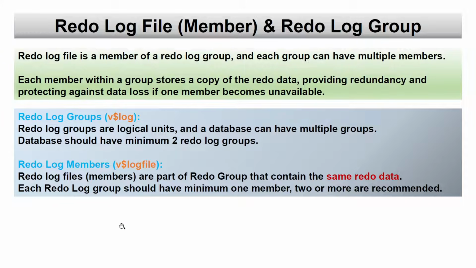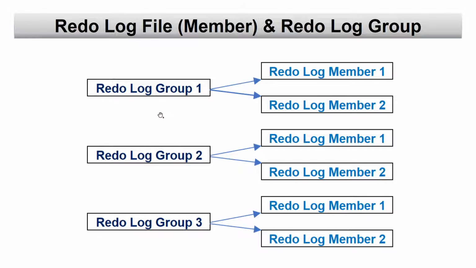Let me give you a little bit more on this. There are two concepts here: the redo log file, or member, and the redo log group. Let me show you a diagram. You can see here these are the groups. Groups are logical. You need to have a minimum of two groups. Three or more is better. You can have 5, 6, or more, but 2 groups minimum. You cannot have only one redo log group.